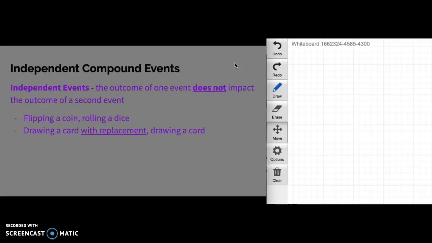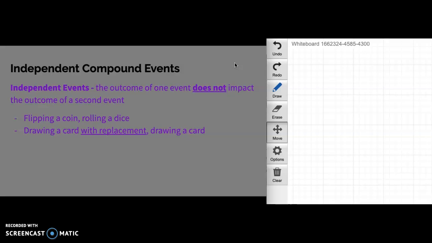Another example would be drawing a card with replacement and then drawing another card. What I mean by that is I have a deck of cards, I draw a card from it, look at it, replace it back into the deck, and then I draw another one. This is an example of an independent event because when I draw my first card, look at it, and then put it back in the deck, that has not changed anything when I go to draw the second card. There are still 52 cards in the deck, nothing about it has changed. Okay, so when we replace it, that makes it an independent event.